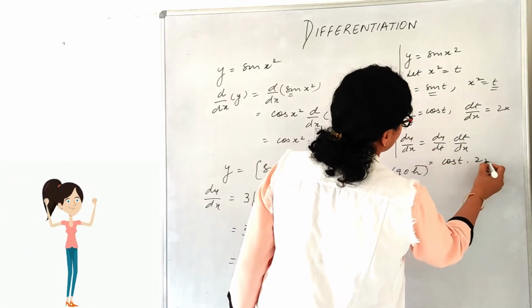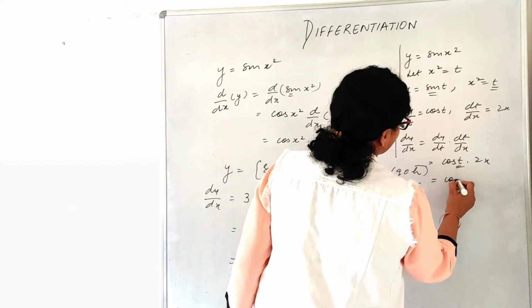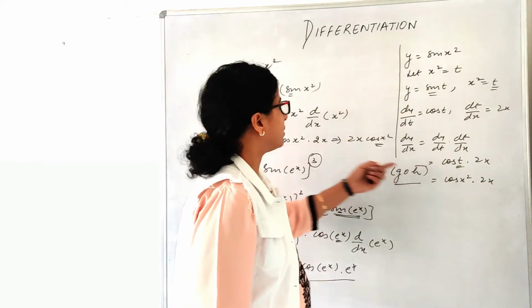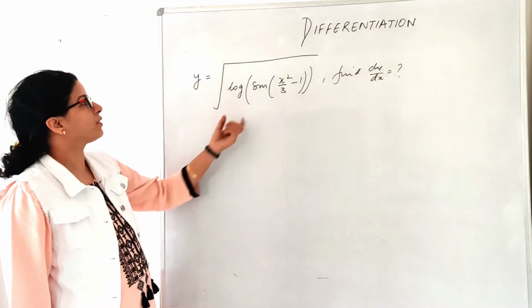So you can substitute the values now. Cos t into 2x. Substitute here the value of t. So cos x square into 2x. So this can also be the method of solving. Now let us find the derivative of this function.